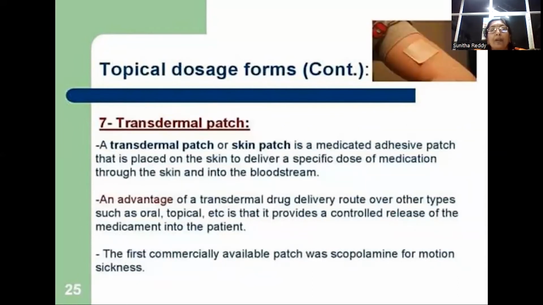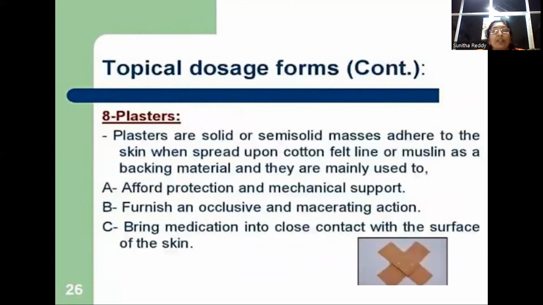Another one is the topical dosage form of transdermal patch. A transdermal patch or skin patch is a medicated adhesive patch that is placed on the skin to deliver a specific dose of medication through the skin and into the bloodstream. An advantage of the transdermal drug delivery route, compared to other types such as oral and topical, is that it provides a controlled release of the medicament into the patient. The first commercially available patch was scopolamine, used for motion sickness.